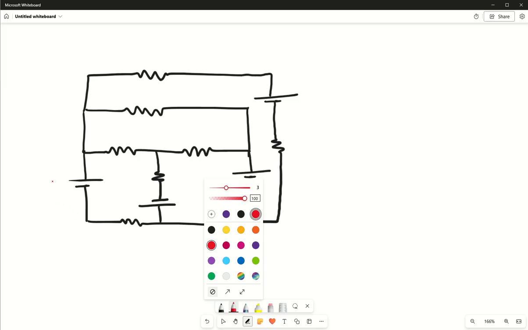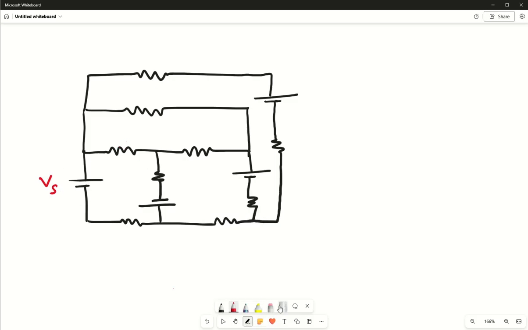Okay, let us use red. So this is our Vs. Okay, I should decrease it. So Vs, suppose instead of Vs, let us use V1 because we have more number of sources. So V1, V2, V3, V4.